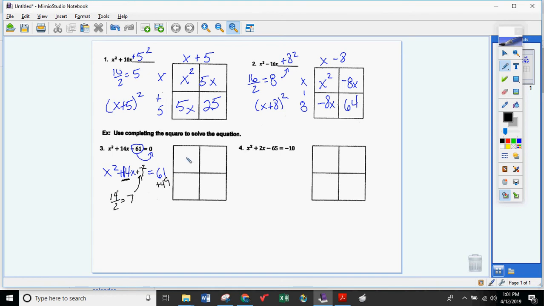And then again, if I wrote this out, I get x, half of 14 is 7. So this is x plus 7 times x plus 7. So that means right here, I'm going to get 49. Let me rewrite this. So now I have x plus 7 squared equal to 61 plus 49. And 61 plus 49 is 110.